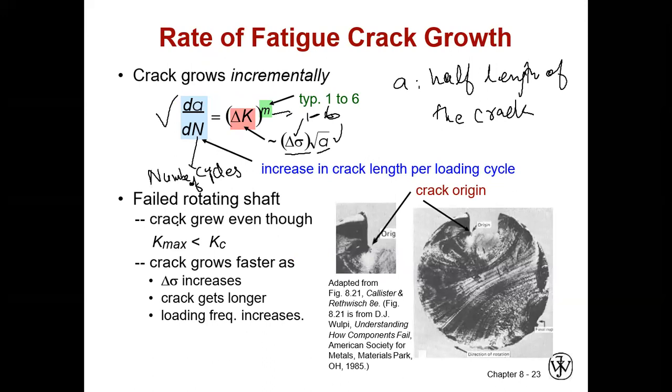So in the failed rotating shaft, the crack grew even though K maximum is less than Ks. So the crack growth, right? This A will become larger if these three conditions occur: sigma increases, the crack gets longer, and the loading frequency increases. If you increase the stress, the material will eventually fail quickly. And if the crack gets longer, it will break suddenly.